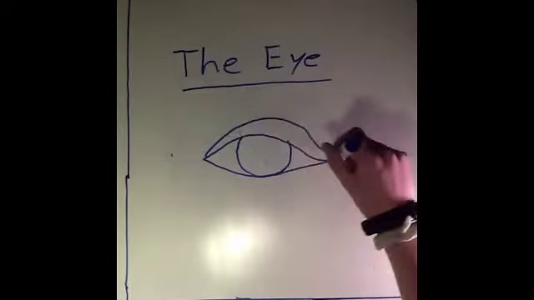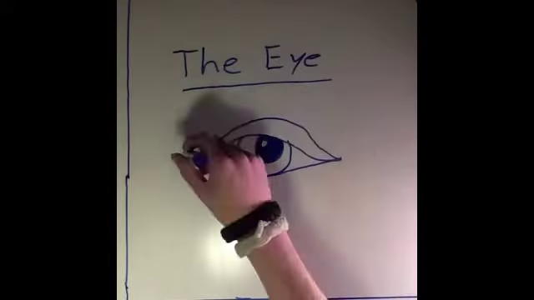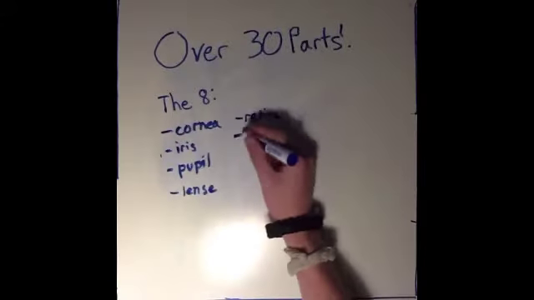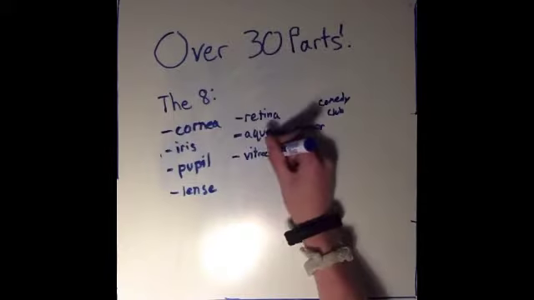Hello, this is a video about the eye and how the things we see get back to the brain. There are over 30 different parts of the human eye. However, for the sake of time, we shall only be discussing 8 of them.